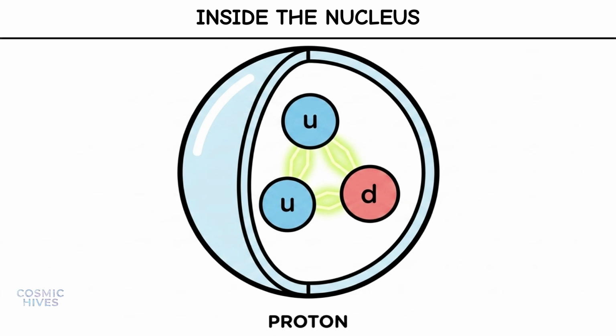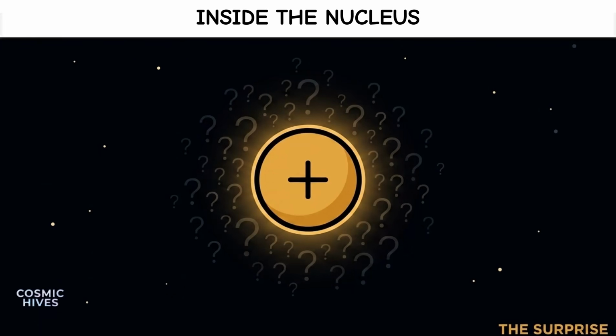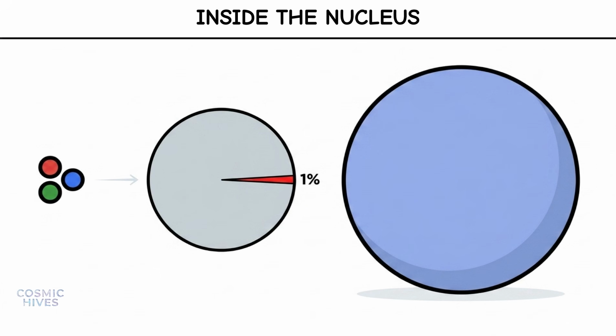A proton contains 2 up quarks and 1 down quark. A neutron contains 1 up quark and 2 down quarks. Here's the detail that surprises almost everyone who first hears it. If you add up the measured masses of the 3 quarks inside a proton, you get only about 1% of the proton's actual total mass.